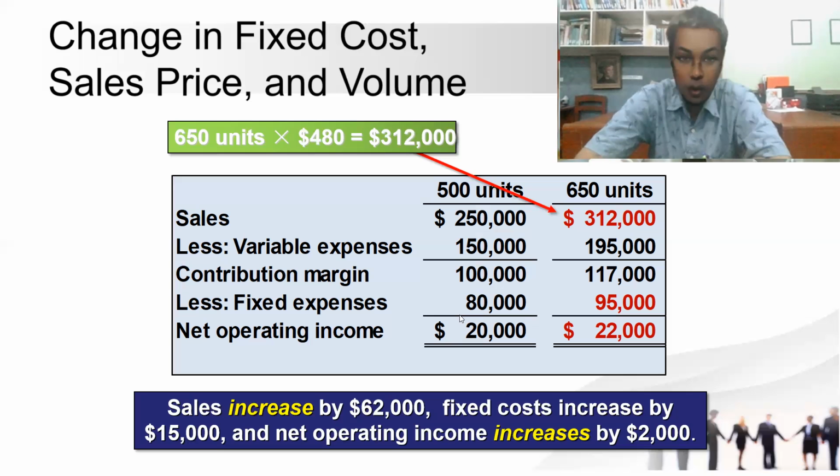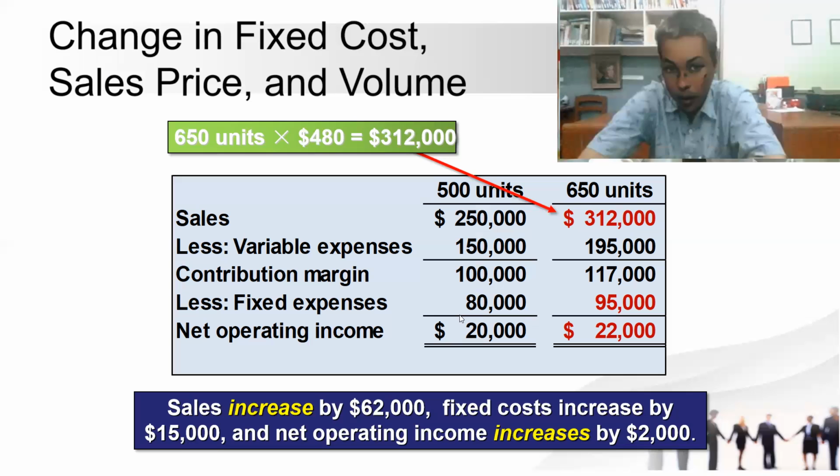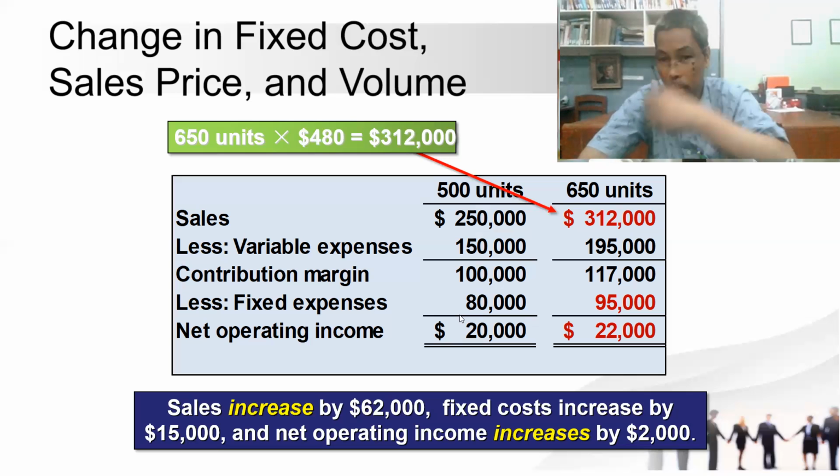So 312,000 is the number of units times selling price. Selling price is 480 because we have a discount of $20. So instead of 500, we use 480. That's why it became $312,000. So therefore, the contribution margin is just 117,000.